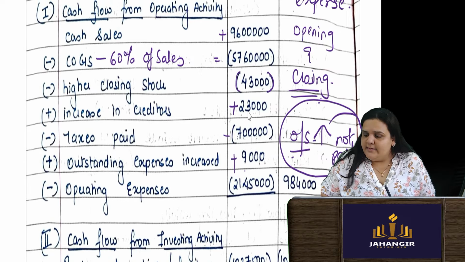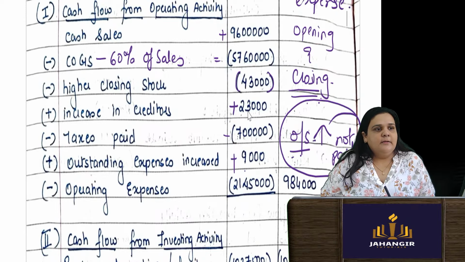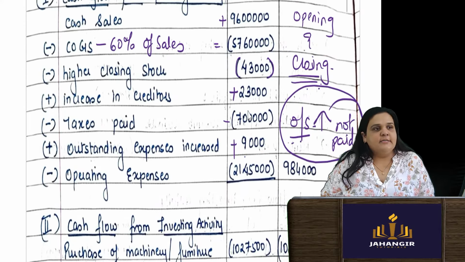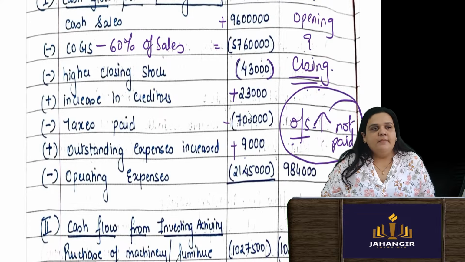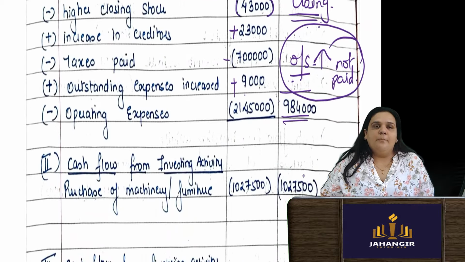So 96 lakhs plus 23,000 plus 9,000. I think something like 96 lakhs 32,000 you will get. From there, now minus 57 lakh 60, minus 43,000, minus 7 lakhs, minus 21 lakh 45. 9,84,000 you will definitely get. Net cash inflow from your operating activities.